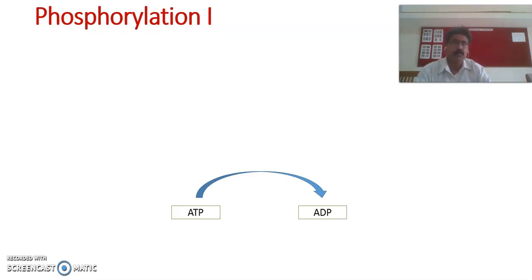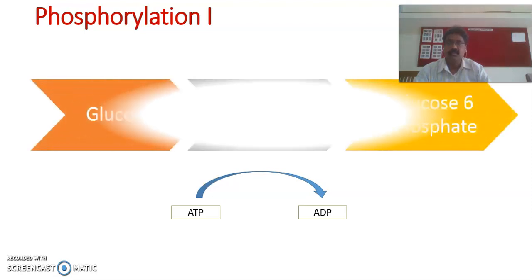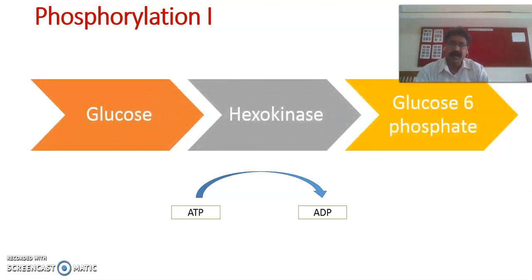This is the phosphorylation. See, in the phosphorylation, glucose is phosphorylated to form glucose 6-phosphate, and this reaction is mediated by the enzyme hexokinase. In this reaction, 1 ATP molecule is utilized. You can see here this glucose molecule is converted into the glucose 6-phosphate molecule.